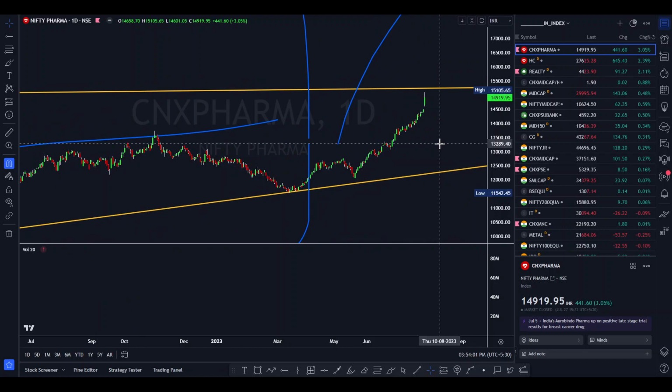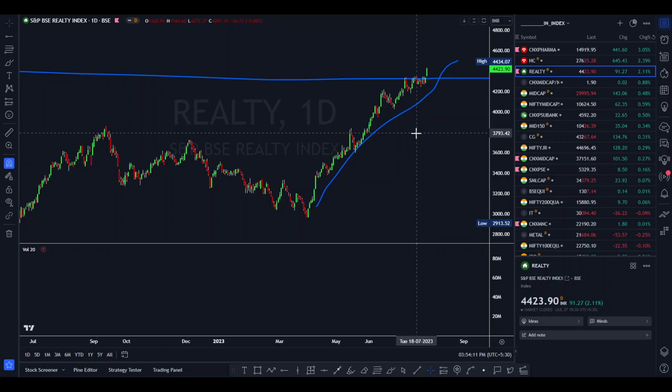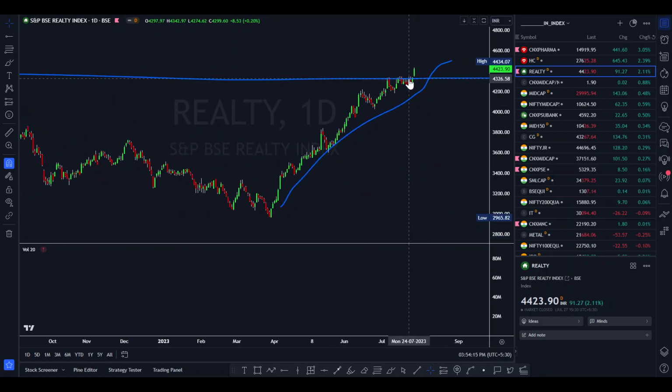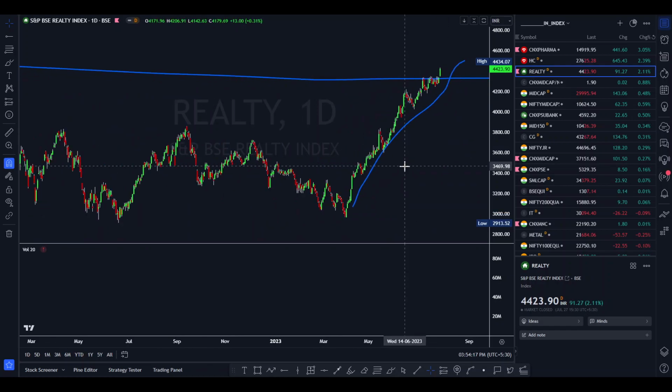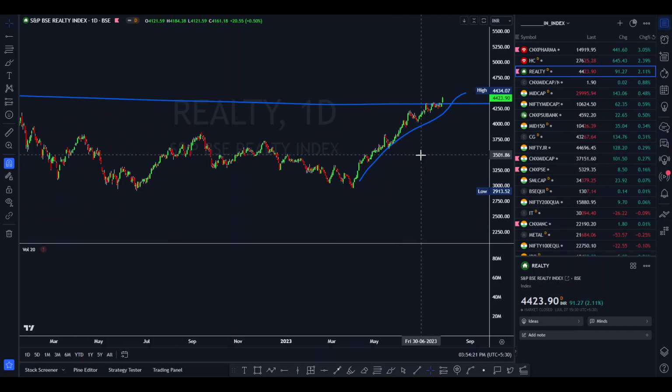And that's the way I was playing the theme, going through the pharma ETF. Now, realty is another one which we can say is completely outperforming, and it has given a breakout from the top as well, which is a very good sign. That's telling me something positive is happening, and one has to keep an eye on this particular sector alone.